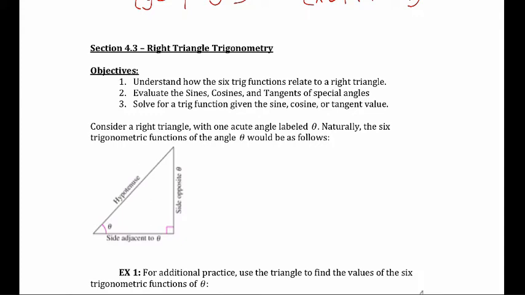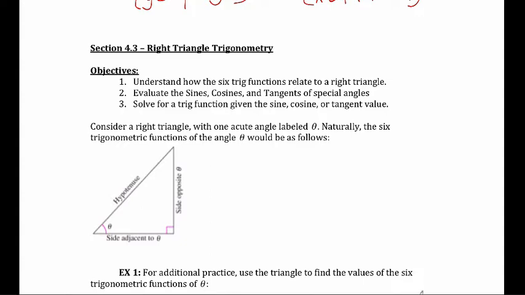Section 4.3 is about right angle trigonometry. So what we're going to do today is understand how the six trig functions relate to a right triangle. We're going to evaluate sines, cosines, and tangents for special angles. And we're also going to solve a trig function given the sine, cosine, or tangent.